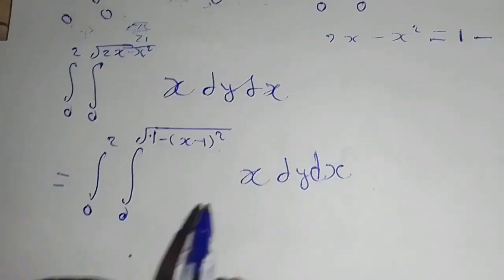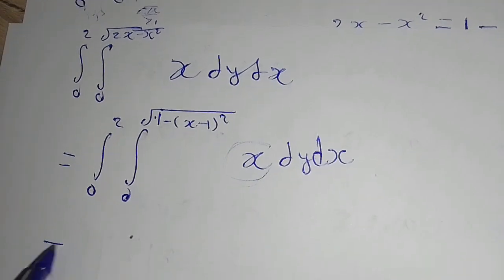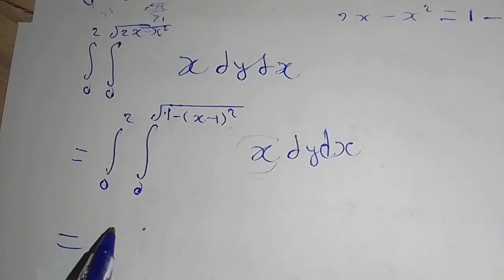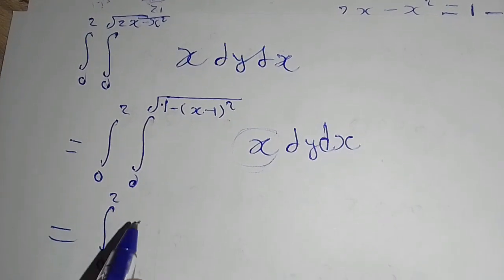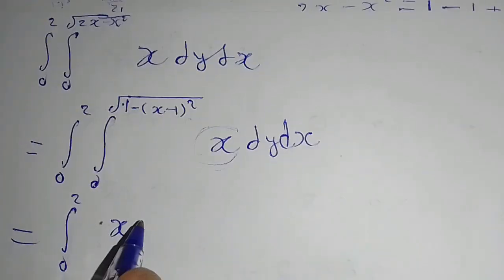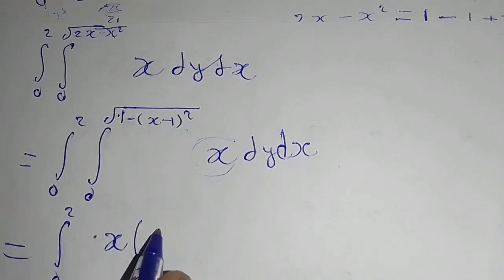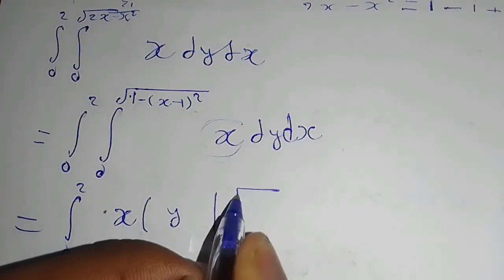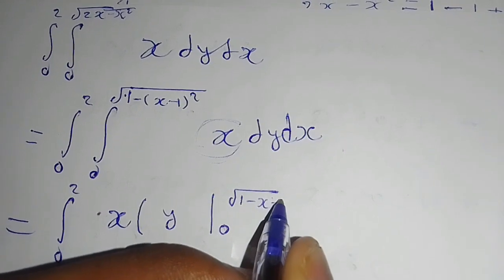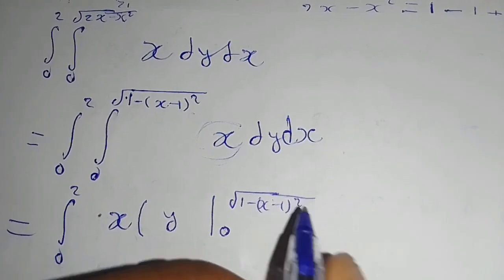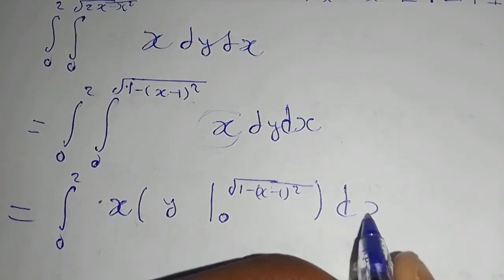So because now you only have x and we're integrating with respect to y, then we basically have the integral from 0 to 2 of x, since x is a constant, and the integral dy is just going to be y, and you take that y from 0 to the square root of 1 minus (x minus 1) square. So then you basically have this dx.